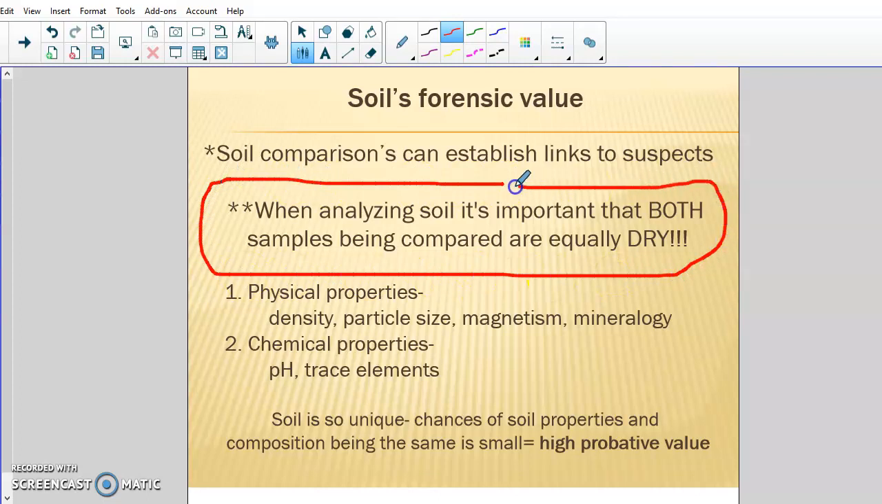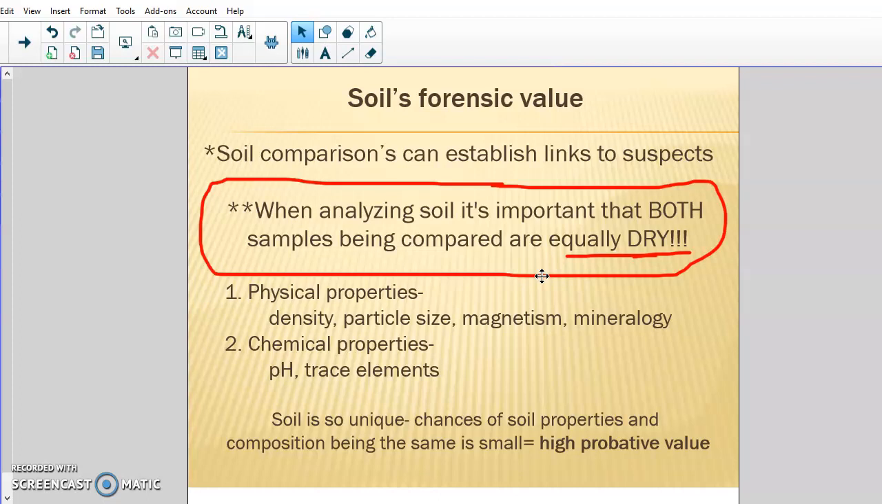But in order to compare soil samples, say that you had soil from the bottom of a car that a suspect was apprehended in and you wanted to compare it with a location of a crime, the most important thing that you have to know is that in order to compare soil samples, they have to be equally dry. So you can't have one soil sample that has a lot of water in it and one sample that doesn't, mainly because the color consistency will be different, the pH might be different, the percent composition would be different. There's a lot of things that can vary if your soil has water held in it.